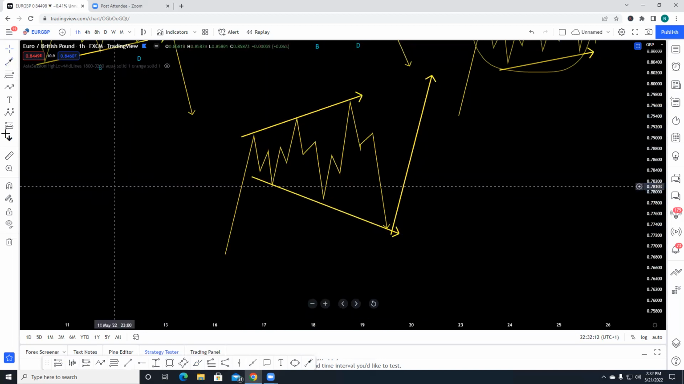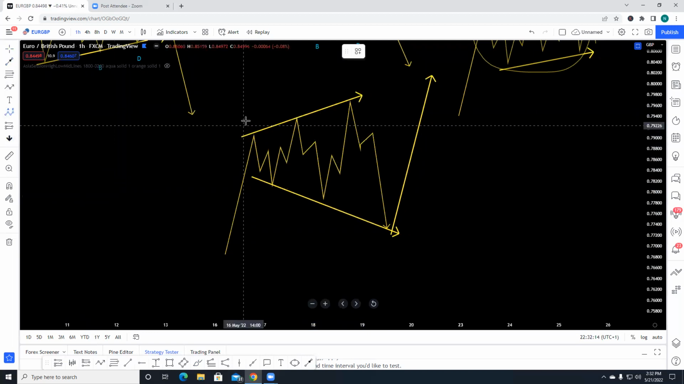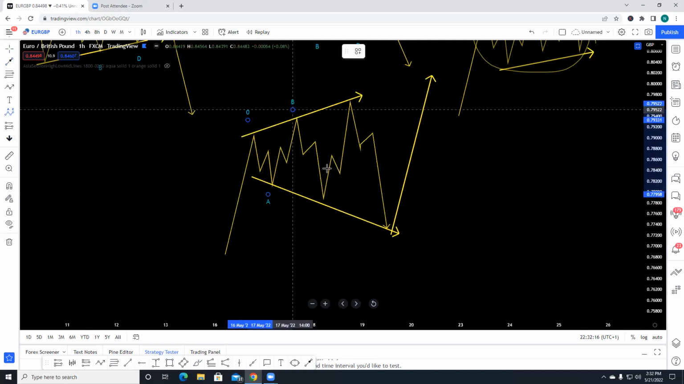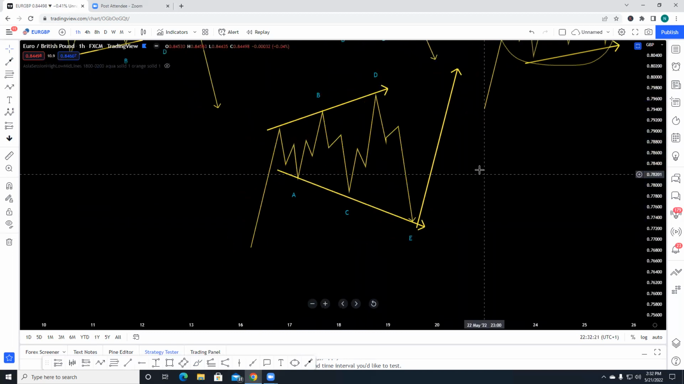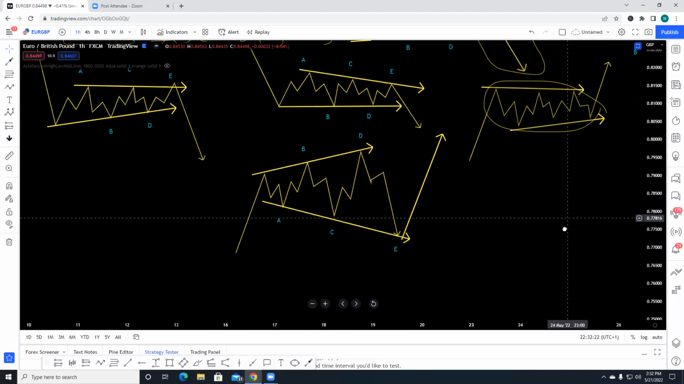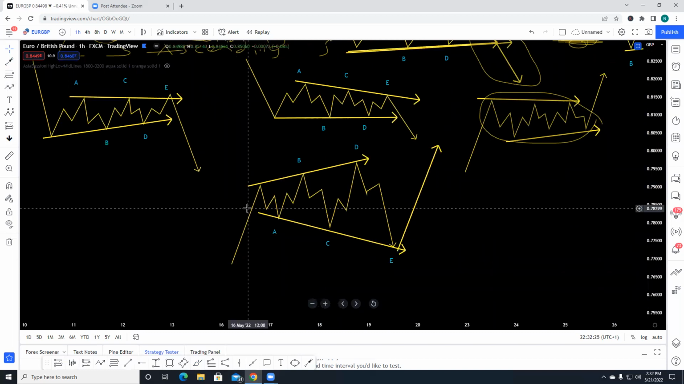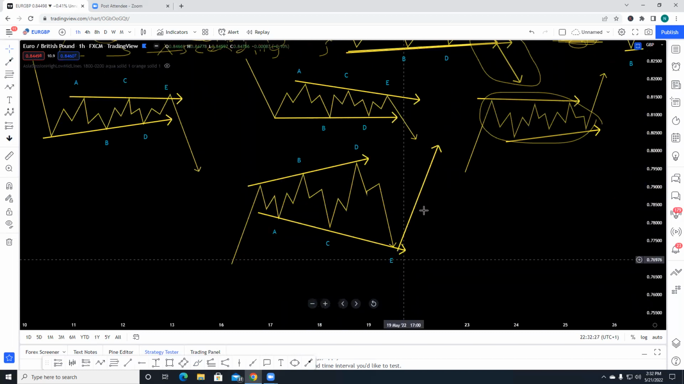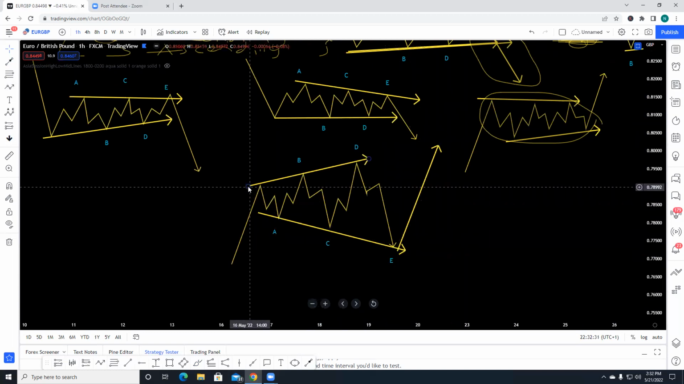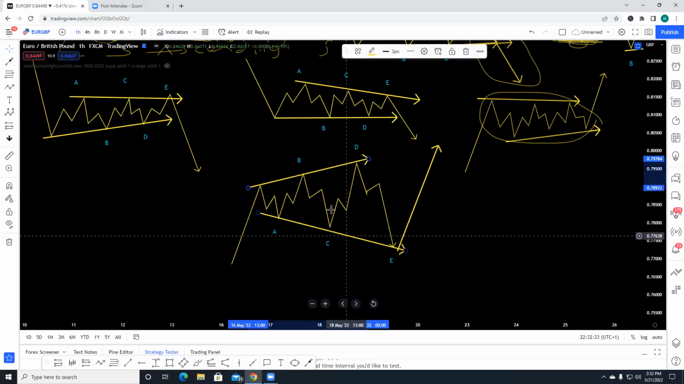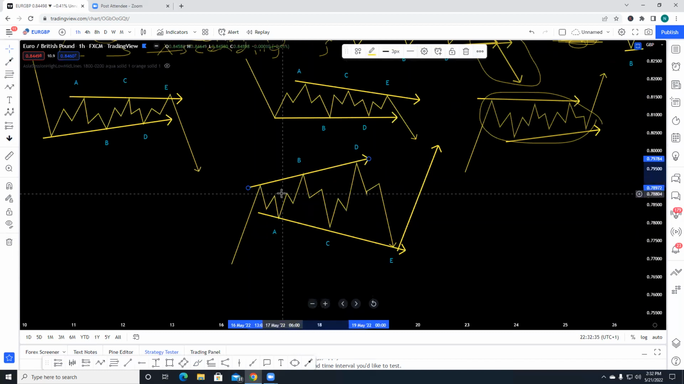Can you see? If you have to label it, guys, it becomes wave A, wave B, wave C, wave D, wave E. This is called an expanding triangle. As the impulse develops, before the next impulse, you see it's already moving to the upside from here, and the triangle is becoming wider and wider. That is why we call it an expanding triangle, guys.